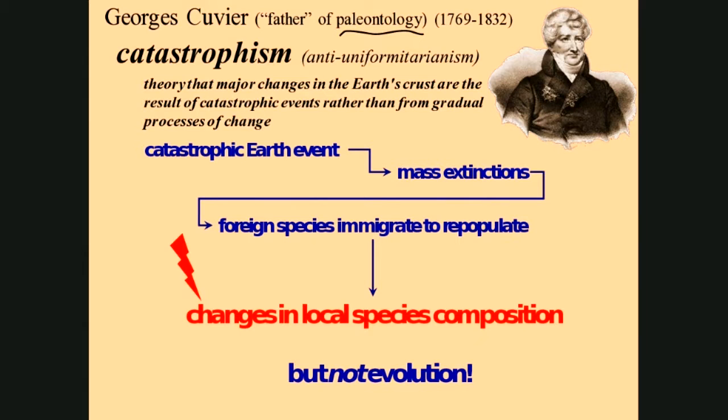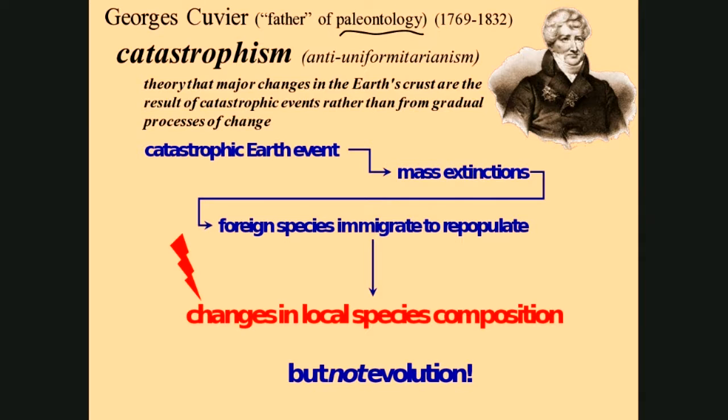Now we know that happens, so Cuvier's not wrong on that. Foreign species immigrate to repopulate. They go, wow, there's nobody home. Run, run, run. The plants get out there. Then the animals go, I'm not going to eat this stuff that everybody's competing for here. Okay, so you giraffes figured out the stuff on the top of the tree. Good for you. I can't do that.